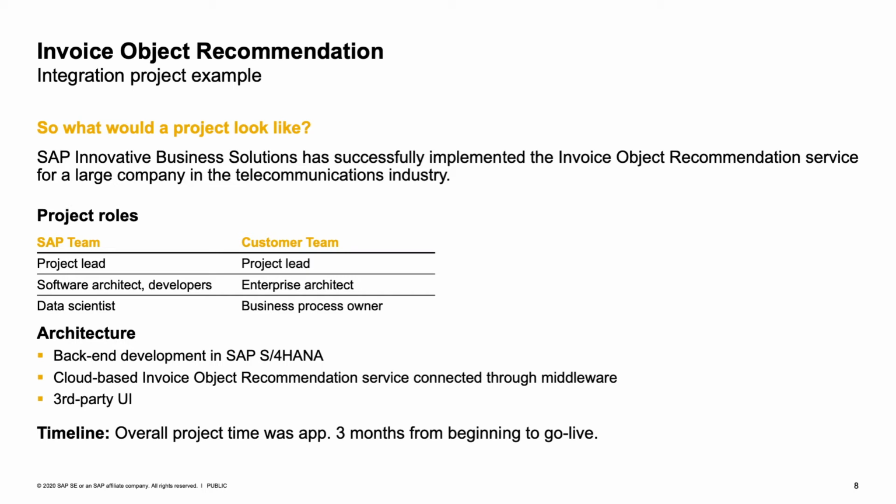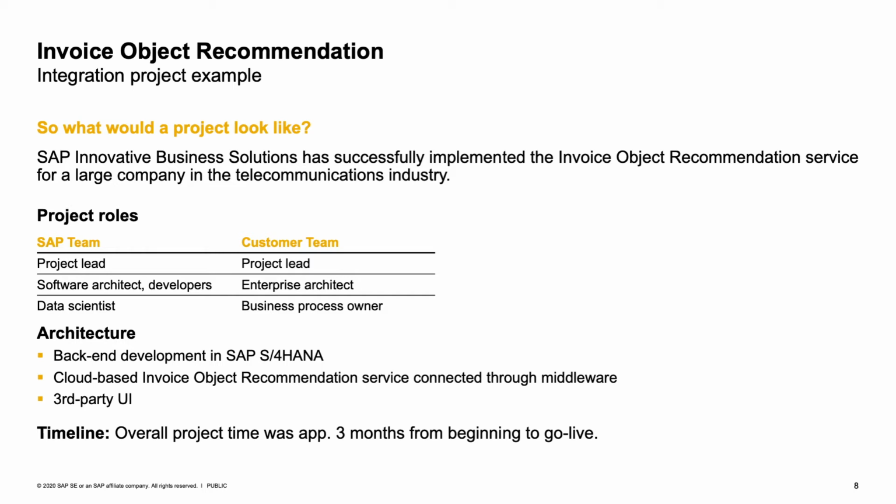Who would be involved, and how could the project be carried out? As an example, let's take a look at a project in which SAP Innovative Business Solutions successfully implemented the IR service for a large telecommunications company. In terms of the scenario, the financial system resided on an S/4HANA system. Additional components were used for OCR scanning of vendor invoices. Other interfaces had also already been designed to manage vendor invoice data.